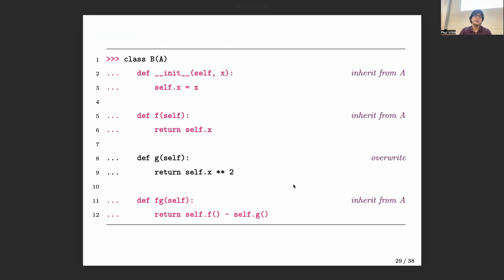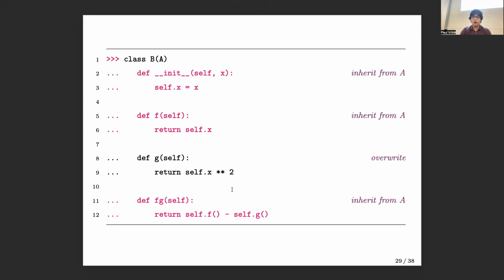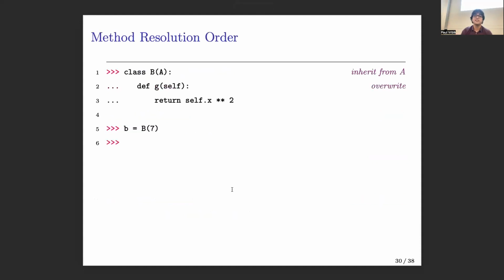All right, so B is going to do all the same stuff that A was doing, except its G is going to square. So that whole class actually is equivalent to just writing that. Again, this is one of the advantages of inheritance in the first place. I went from something that was 12 lines of code to something that was 3 lines of code.